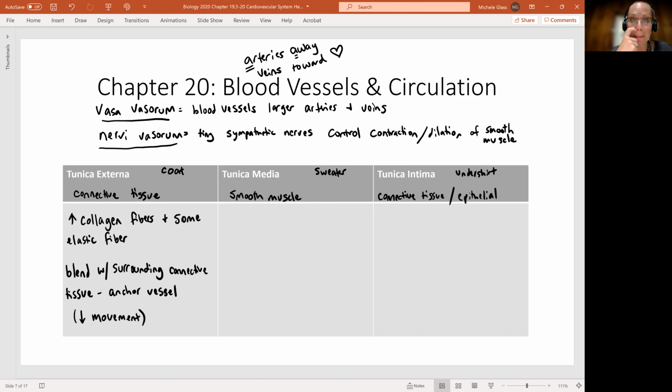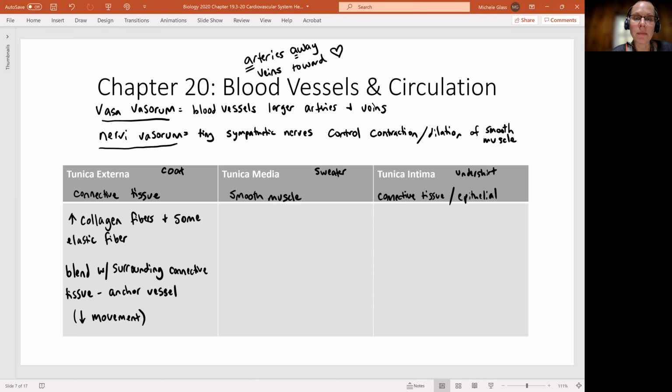So think about it. Your body is very active. So our skeletal muscles are moving, we have all kinds of muscle inside our organs that's moving, the vessel itself has muscle that's moving. If we allow a lot of movement of the vessel as a whole, that's going to disrupt that blood flow. So really anchoring it in with the connective tissue is going to help stabilize that blood flow to some extent.